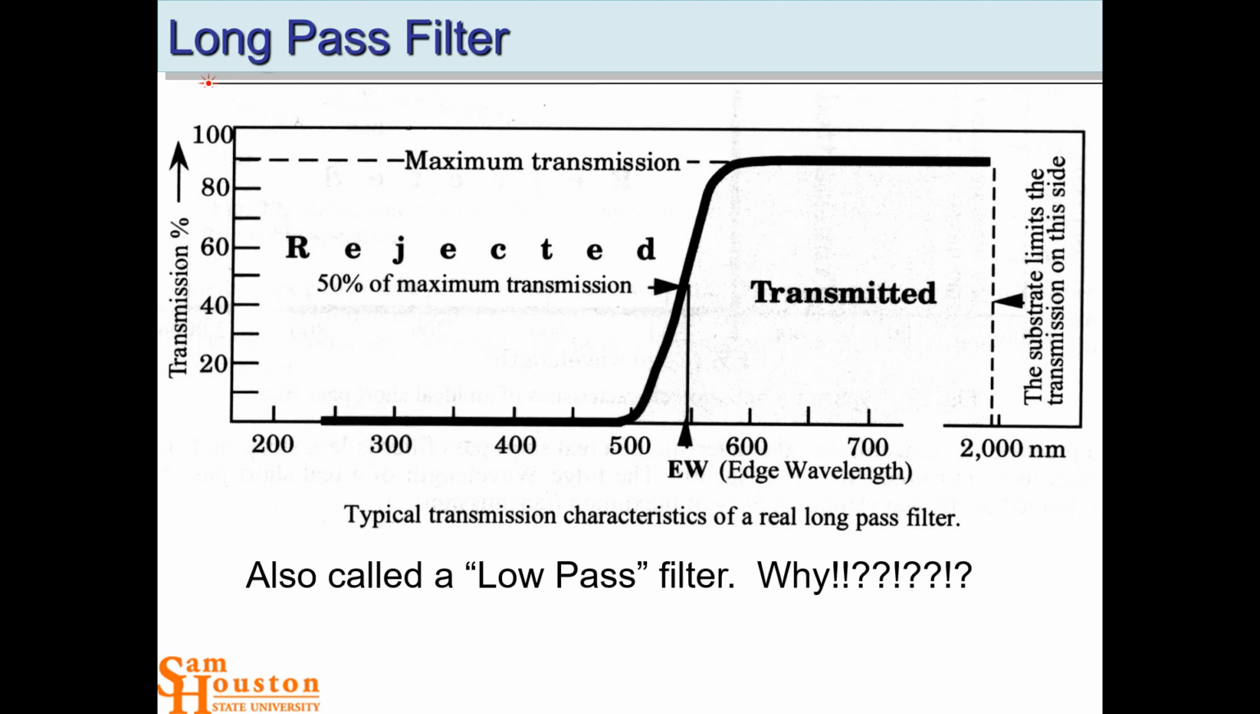So here's the edge wavelength for the transmission of a long pass or low pass filter. Notice the 50% mark doesn't tell you which side is transmitted.